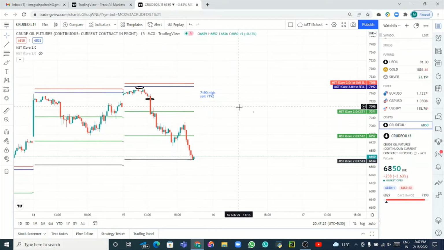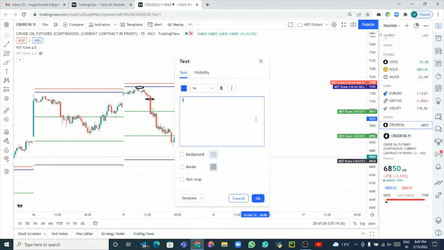So how many points you have got the profit? 7170 to 6829. So how many points? So I will take the help from the calculator and I will show you how much profit we could have made. 7170 minus 6829. 341 points profit. 341 points profit per lot, per single lot.